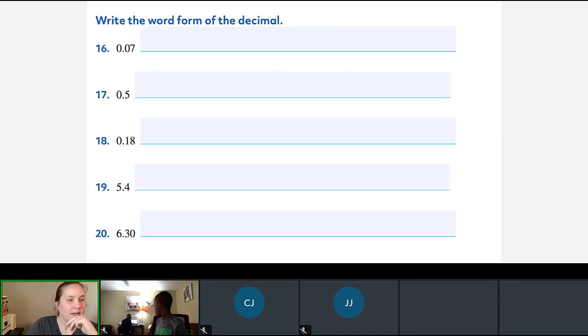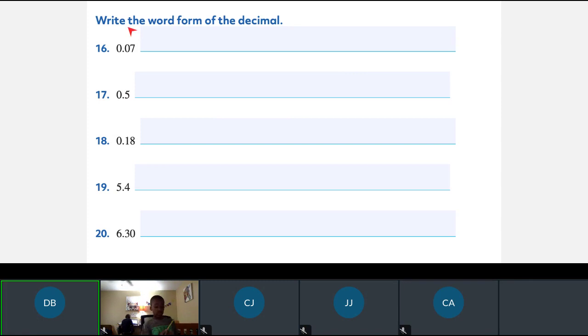All right. Here are our last problems. It wants us to write the word form of the decimal that they give us. Okay, so here we have 7/100ths. Okay, so you're going to write the word 7. Then a hyphen and the word hundredths.